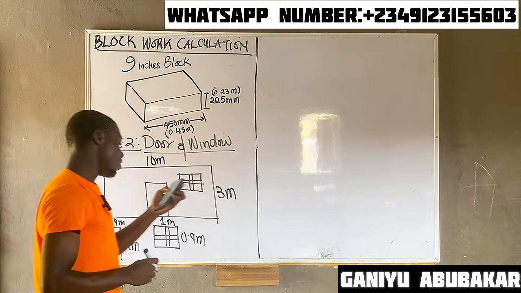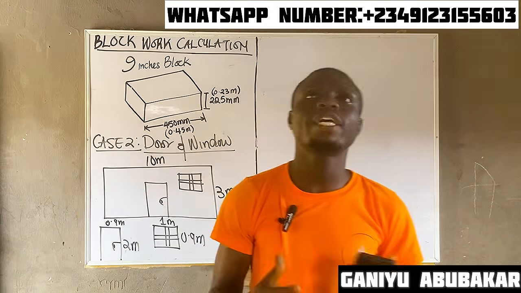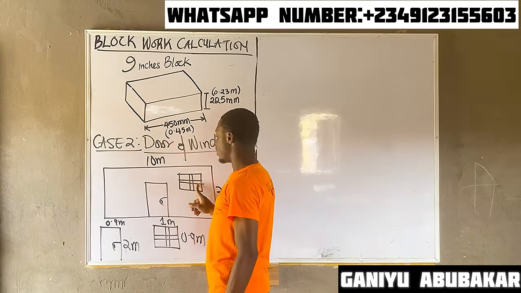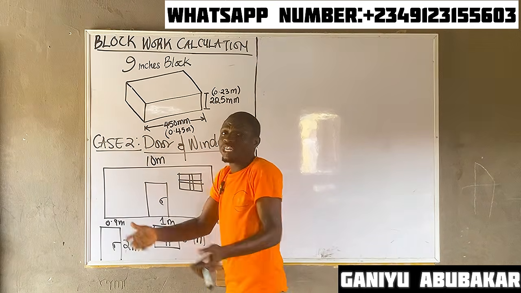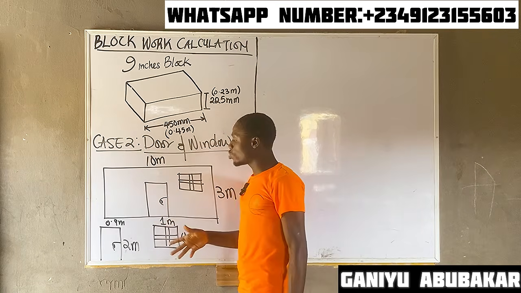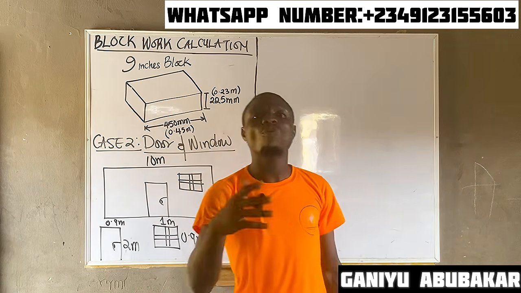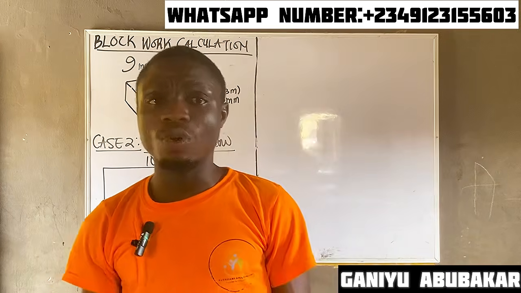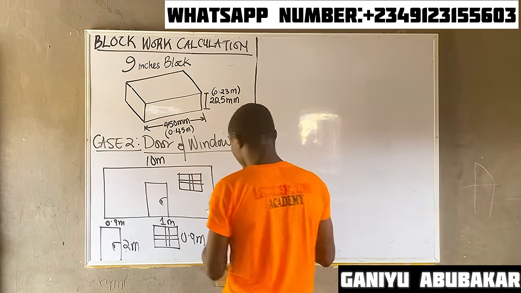All right. Now, when you want to get the number of blocks you need such that a door and a window are there, or let me call it opening, we call them opening. Whenever you have opening like this, your first step is to get the area of opening: the area of door and area of window. Are we good now?